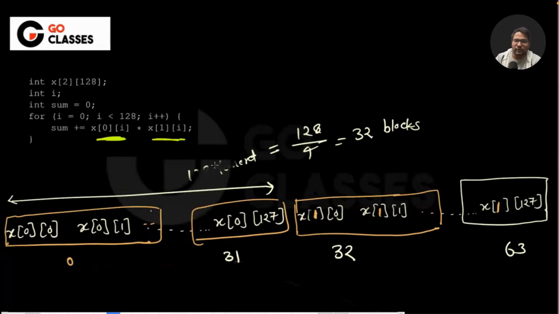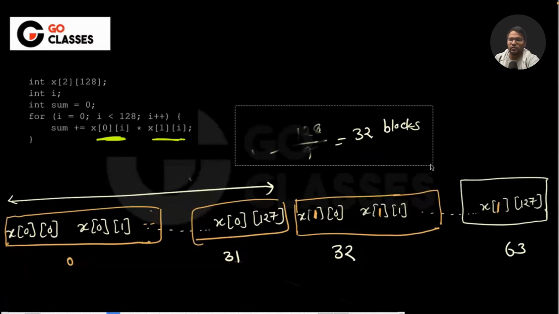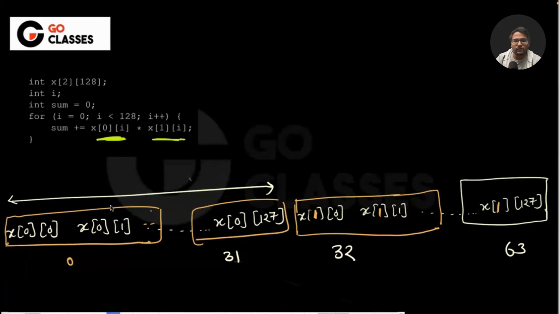Maybe I can just remove this. They are saying that first you access X00, and in the same iteration you are also accessing X10, right? So you are accessing this block and then this block. By the way, can you tell me the access pattern in terms of the block? Which block are you accessing? 0 and then 32. Is this okay to everyone? This is basically when i equals 0.